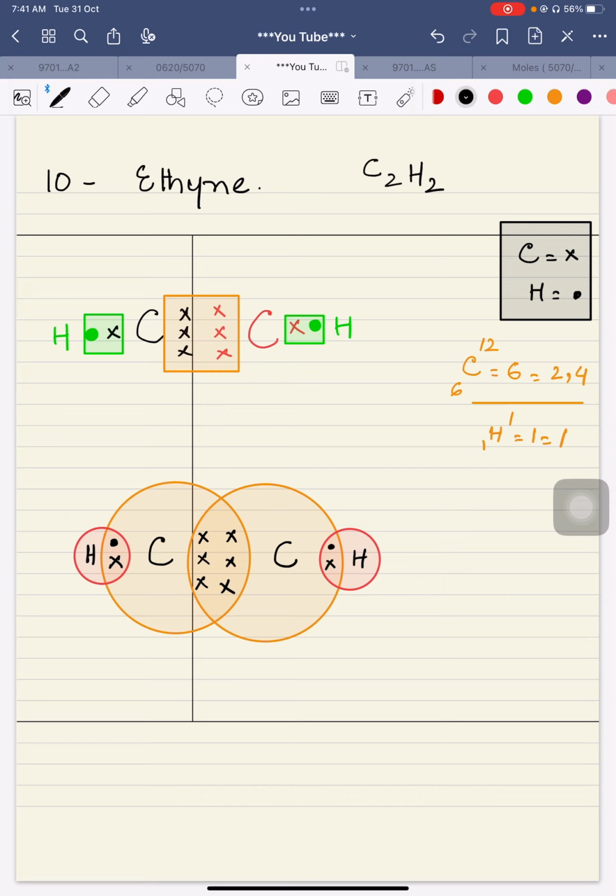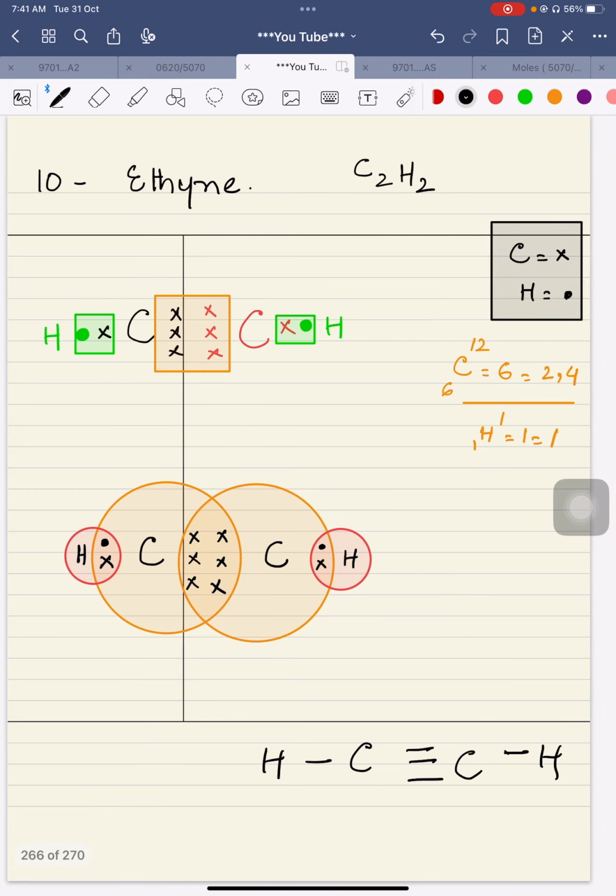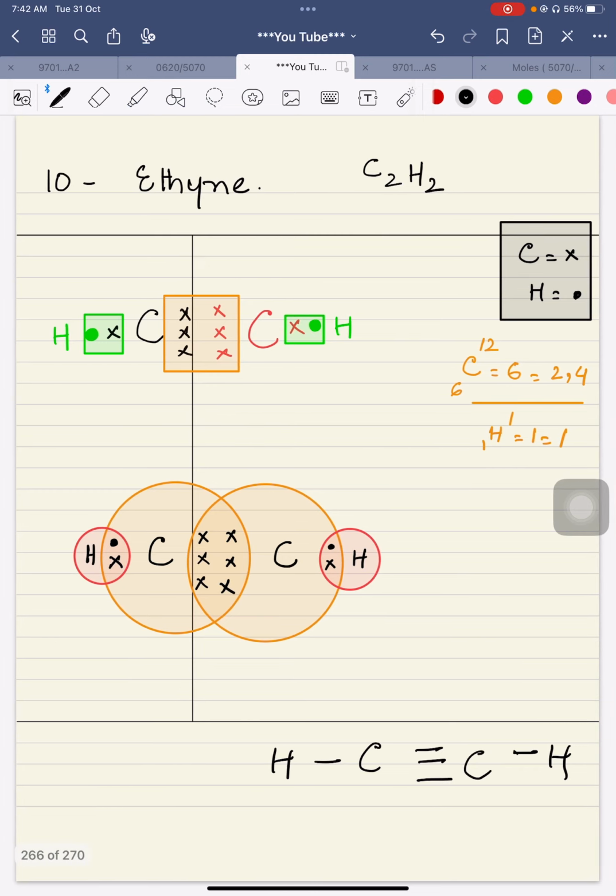So this is about ethyne, and right now the final structure is like this, with both of the hydrogens on both sides, whereas the carbon atoms are in the center. All right, so this is how we are going to draw this carbon and hydrogen combination for ethyne.